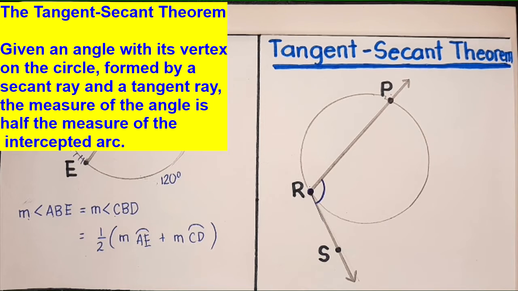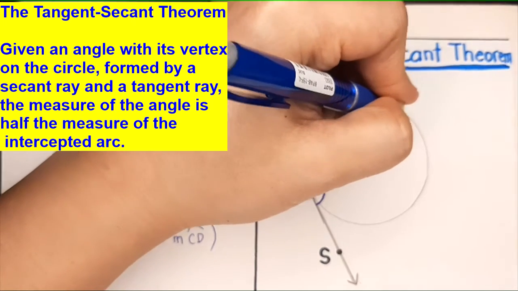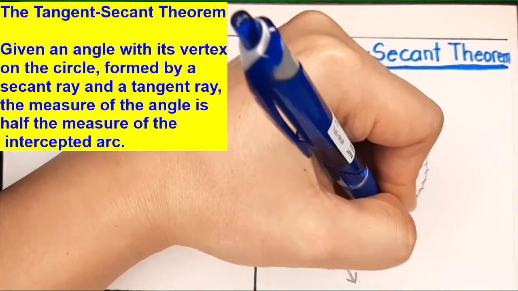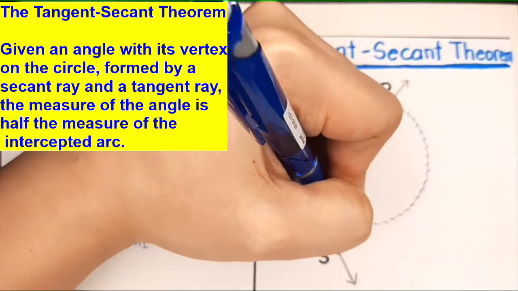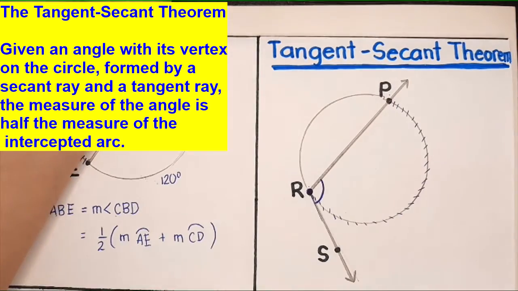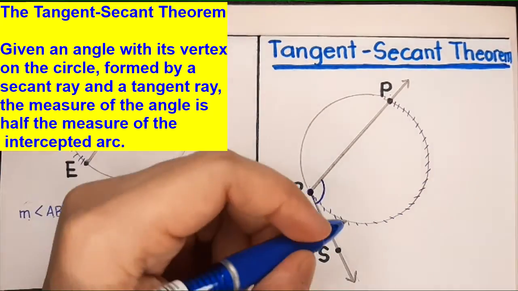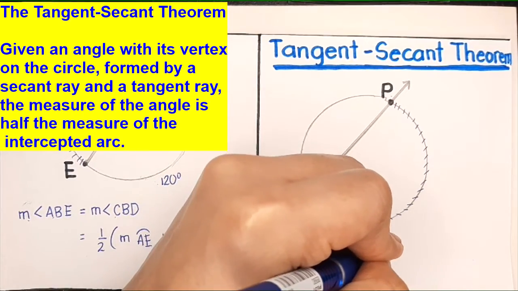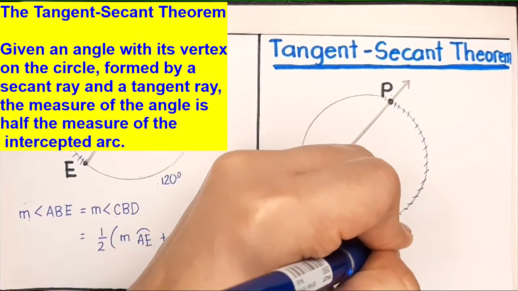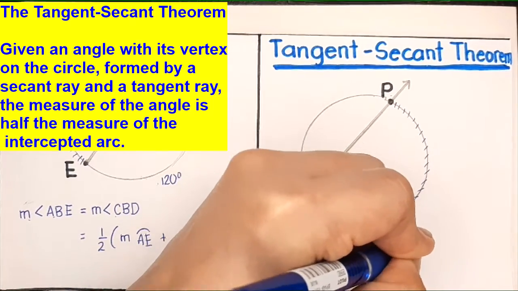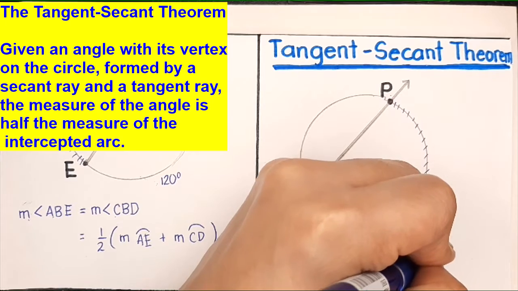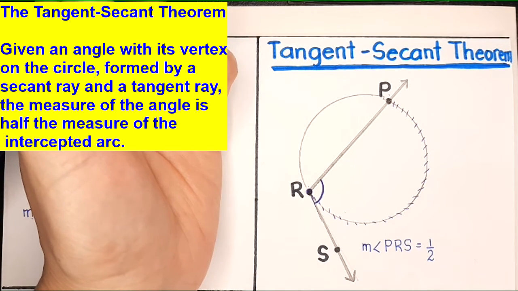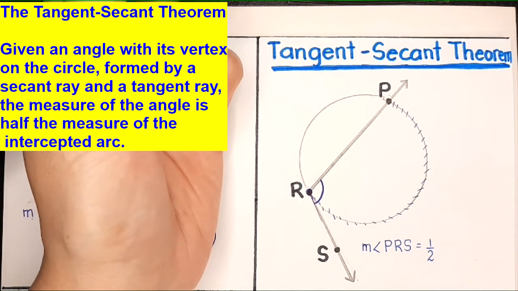Okay? So the measure of that angle is 1/2 of the intercepted arc. Okay? So where is the intercepted arc? Here. Okay? So ito ang intercepted arc ng ating angle. That one. Alright? So let me write it. So the measure of angle PRS is equal to 1/2 of arc PR. Actually, it's a major arc.